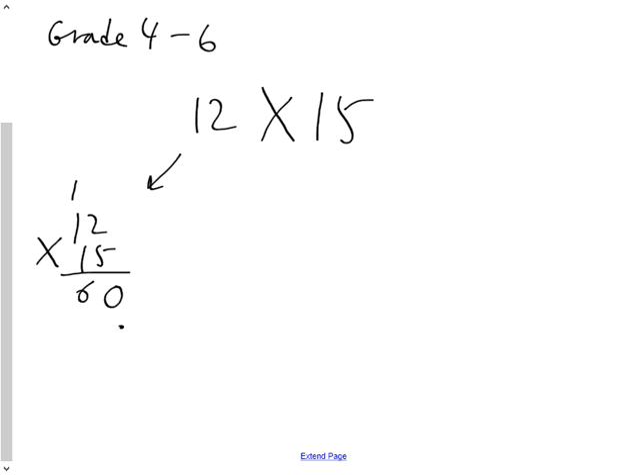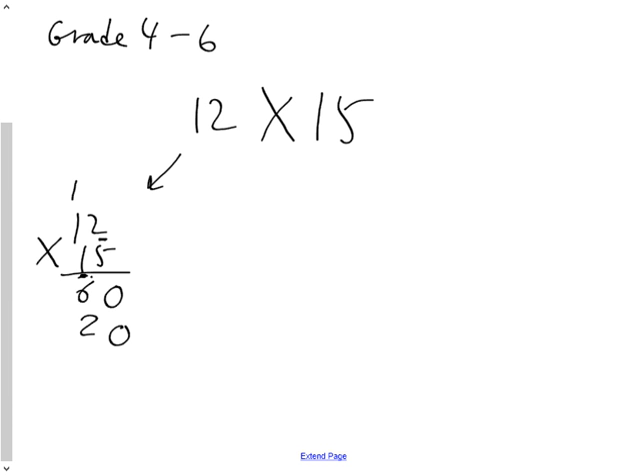Then you say, okay, I'm going to put a 0 here, because this 1 times this 2 is really 10 times 2, and what is 10 times 2? 20. Because we're in the second place value, I put a 2 down there because 1 times 2 is 2, but that 2 really represents a 20 because it's in the second place value.